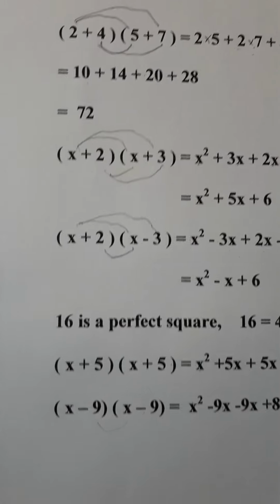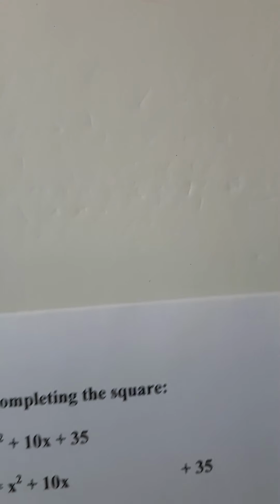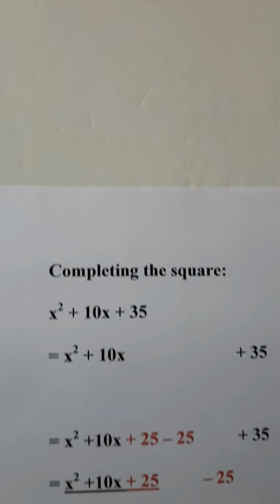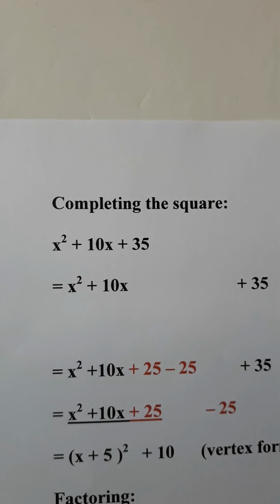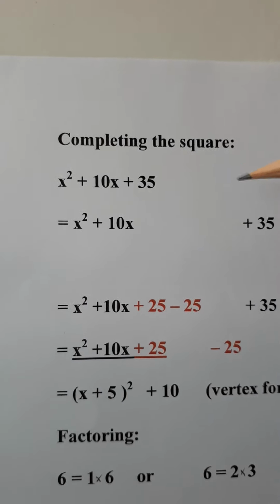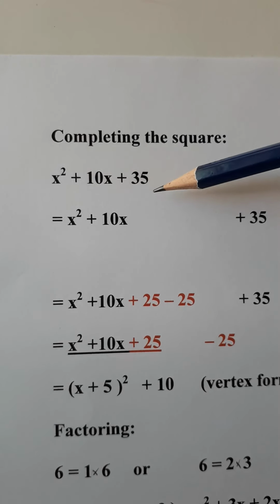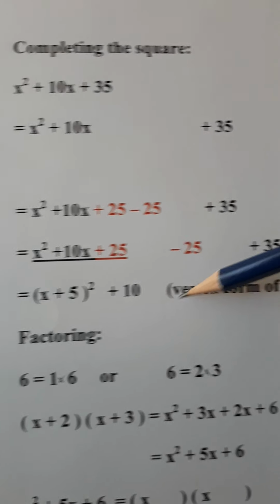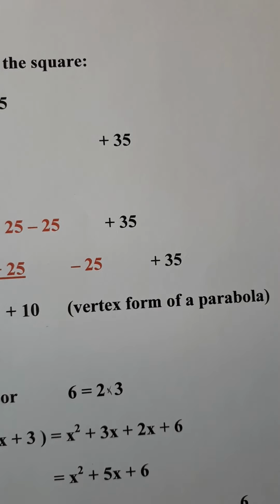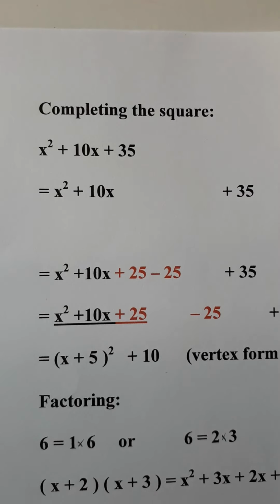Now we are going to look at the concept called completing the square, which will be used in your parabola lessons. When we complete the square for this expression, we end up with this one. It is called the vertex form of a parabola. Now let's see step by step how we are doing it.